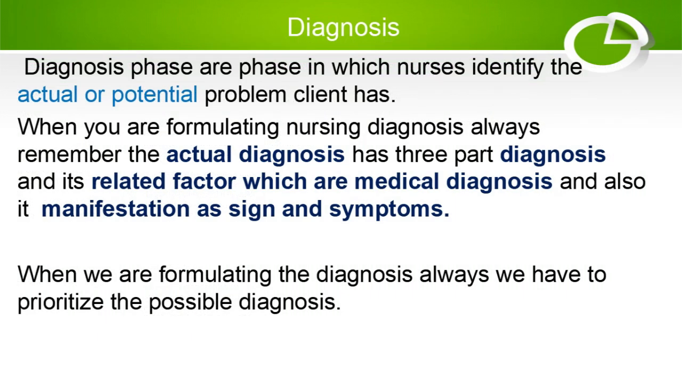The diagnosis phase is the phase in which nurses identify the actual or potential problem the client has. When you are formulating a nursing diagnosis, always remember the actual diagnosis has three parts: the diagnosis and its related factor, which is the medical diagnosis, and also its manifestation as signs and symptoms. When we are formulating the diagnosis, we always have to prioritize the possible diagnoses.